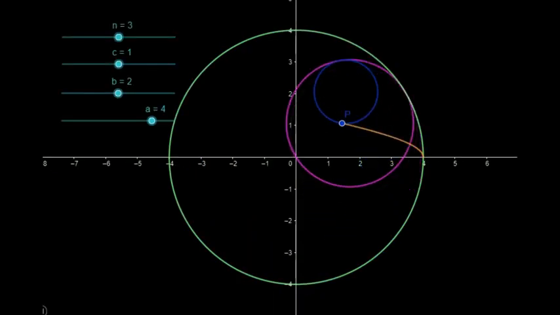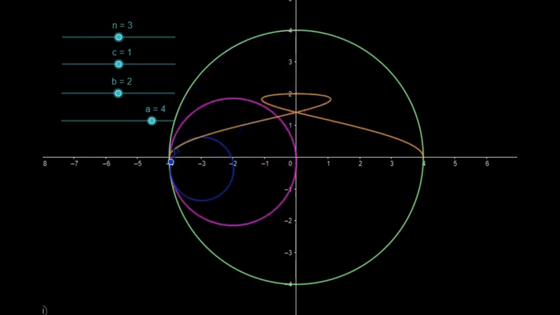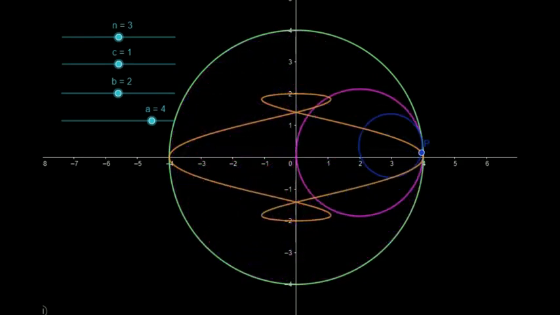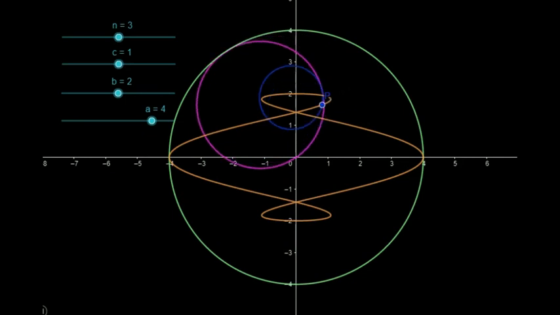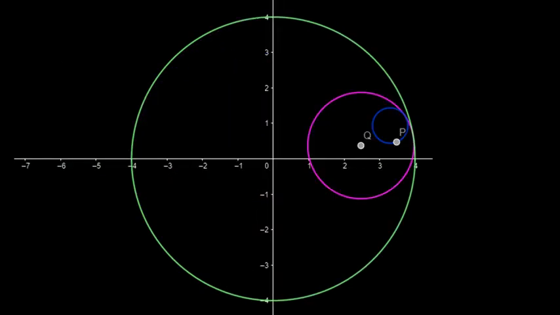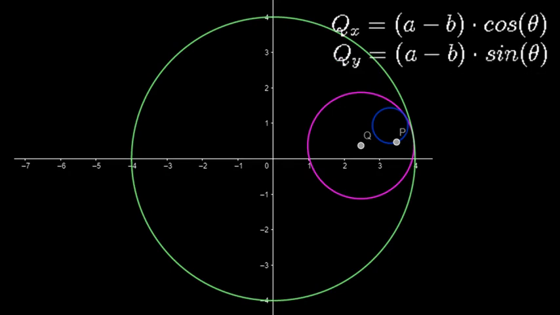For the next problem, let's add a second circle with radius c. Surprisingly, finding the path of point P isn't actually all that difficult. If the middle circle has center Q, Q sub X equals A minus B times the cosine of theta, and Q sub Y equals A minus B times the sine of theta, just like what we proved before.